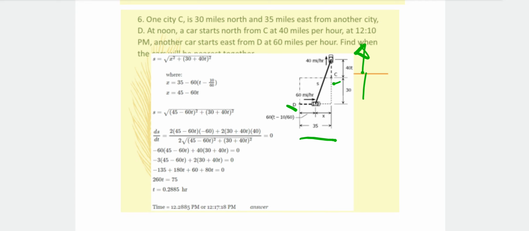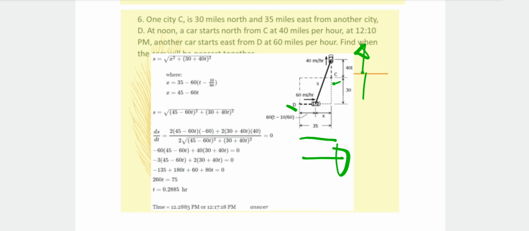At 40 miles per hour, so that is 40t. Then, at 12:10 p.m., another car starts east. So, at 12:10, another car starts from D, traveling to east. You should be able to tell north, south, east, west directions. These are basic directions, so review them.